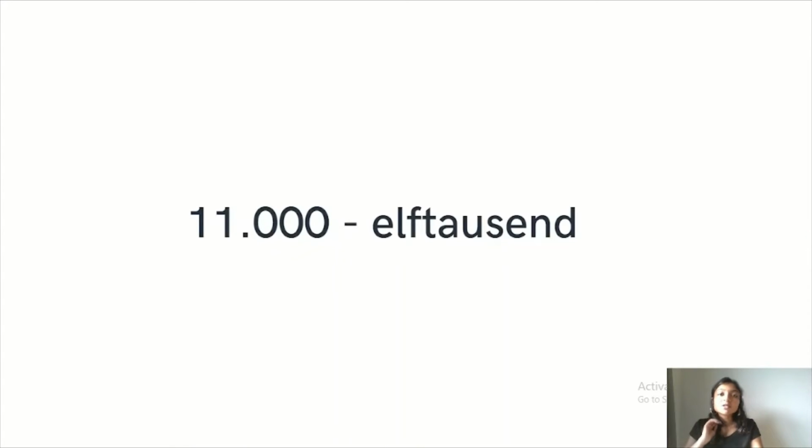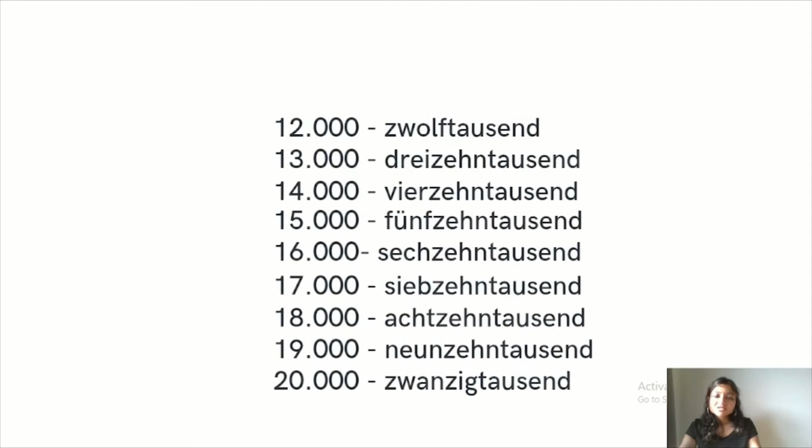11 is called as elf. So 11,000 is called as 11,000. 12 to 20,000 are given on the screen. Please pause it and pronounce these loud on your own.